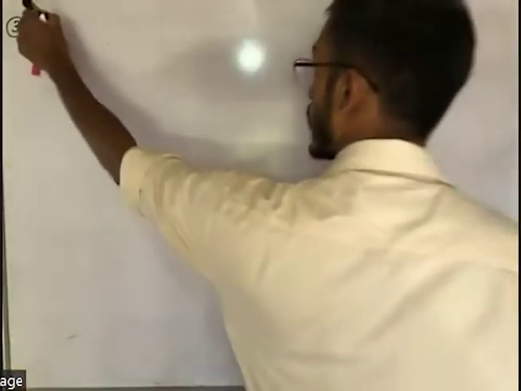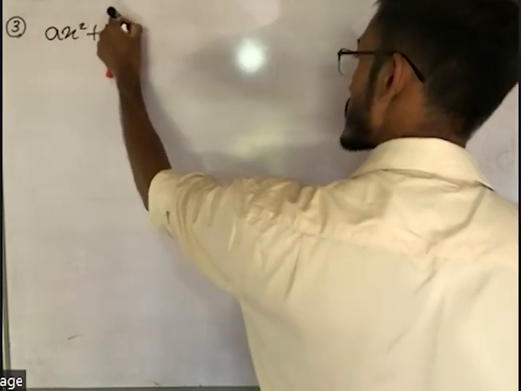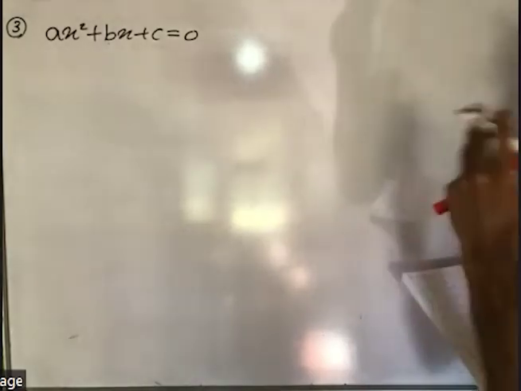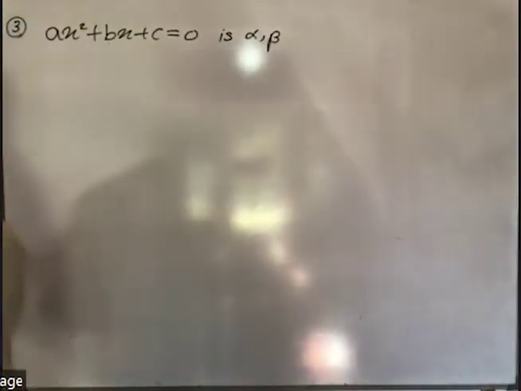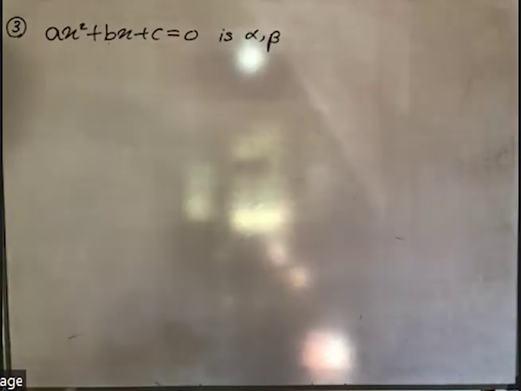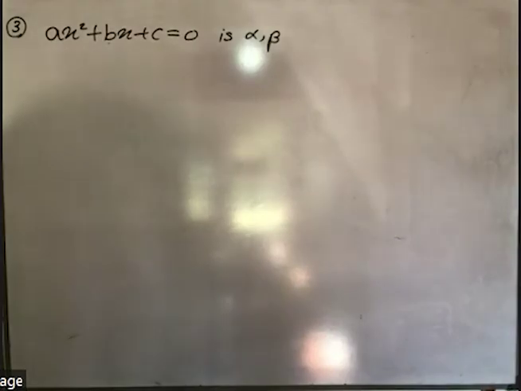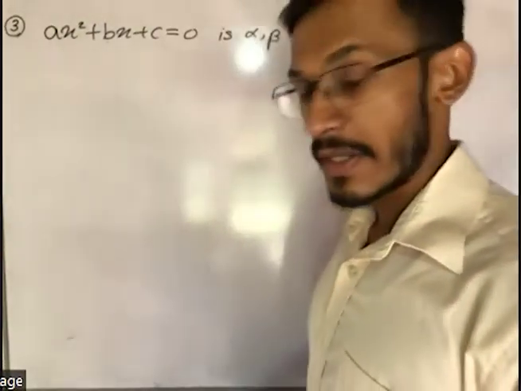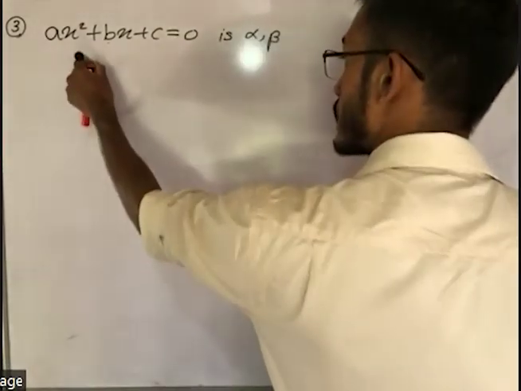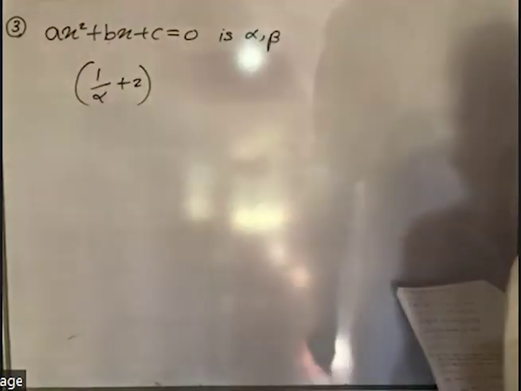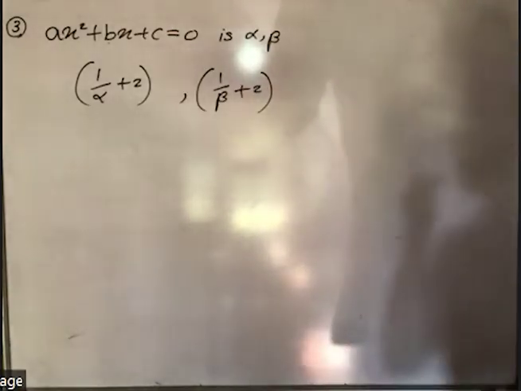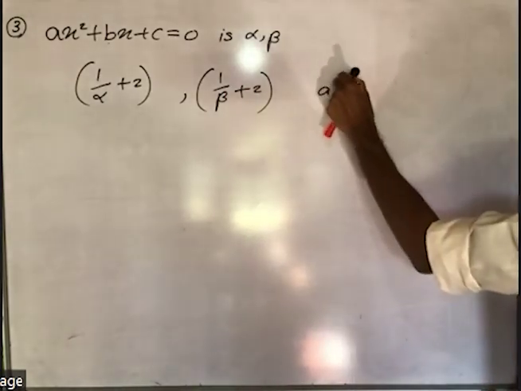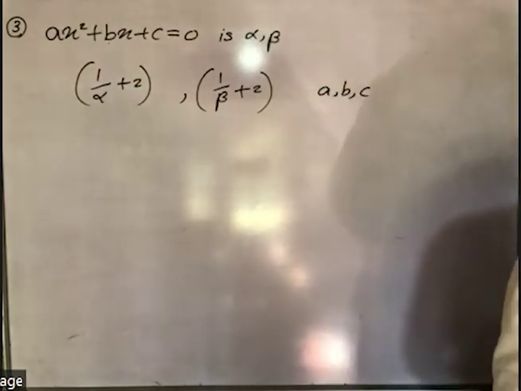If the roots of the equation ax square plus bx plus c equal to 0 are alpha, beta, then from that derive the quadratic equation with roots 1 over alpha plus 2, and 1 over beta plus 2, in terms of a, b, c.